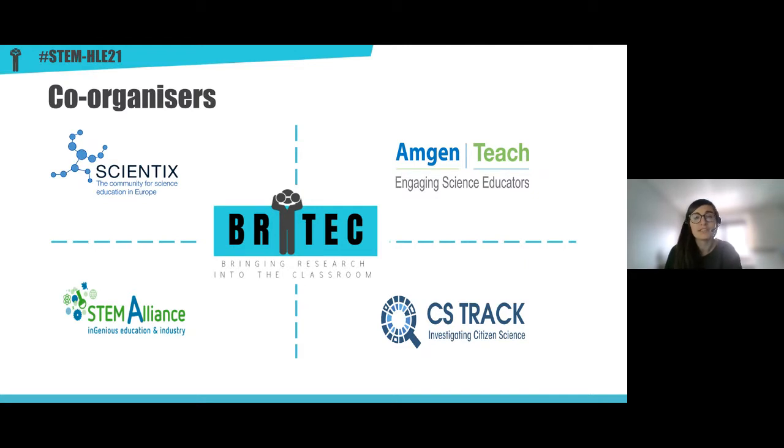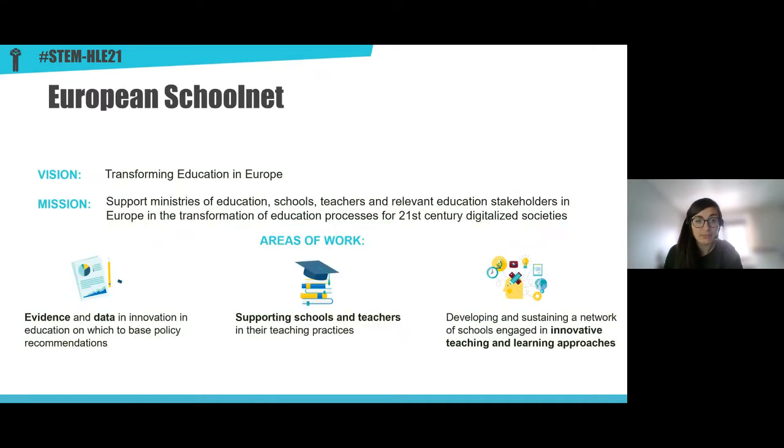But why are we interested in such initiatives at European SchoolNet? European SchoolNet is coordinating BRITEC. We are a network of 32 ministries of education in Europe, based in Brussels, which aims to bring innovation in teaching and learning to key stakeholders: ministries of education, schools, teachers, researchers, and industry partners. STEM is one of European SchoolNet's major thematic domains, and we have been involved in more than 30 STEM education initiatives financed through European SchoolNet members, industry partners, or by European Union spending programs. As part of these initiatives, we will present some of them today.